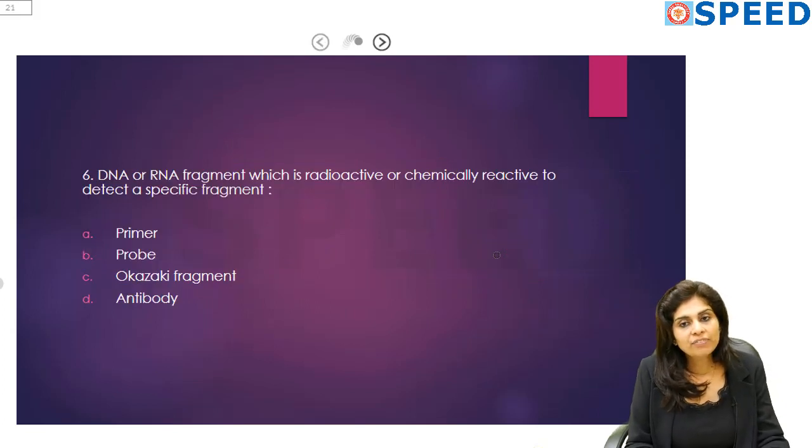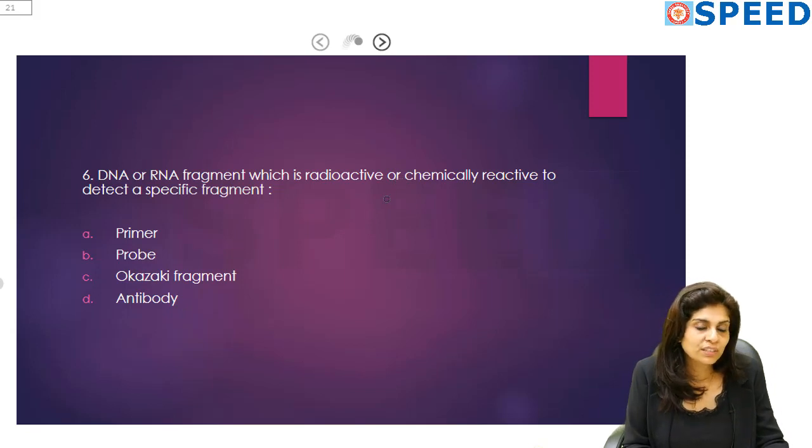DNA or RNA fragment which is radioactive or chemically reactive to detect a specific fragment is, obviously, a probe.